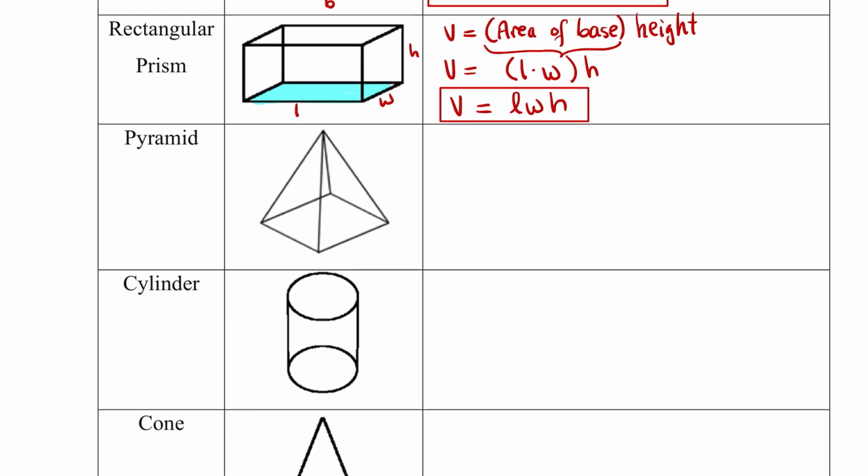For the pyramid, this base is a rectangle. So I have length and width. The height is the distance from the top of the figure all the way to the base, making a 90-degree angle. So this is my height right here. The volume of this pyramid is the area of the base times the height and then divided by 3.